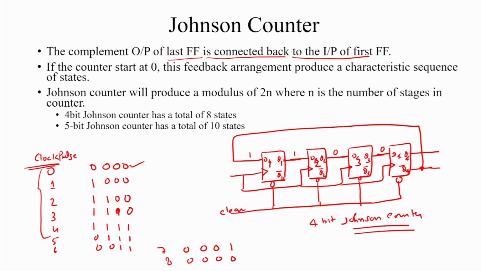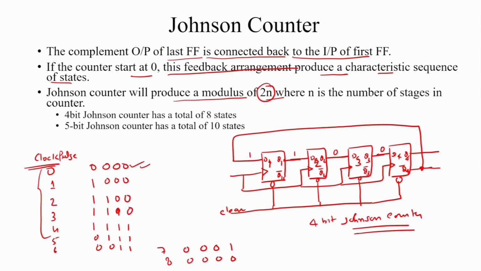Generally, what is special in a Johnson counter: if the counter starts at 0, this feedback arrangement produces a characteristic sequence of states. Suppose the counter starts from 0, then the Johnson counter will produce a modulus of 2n. Modulus of 2n means in total it counts 2n states, where n is the number of bits in the Johnson counter.